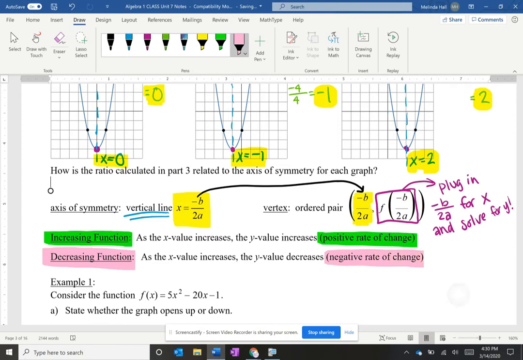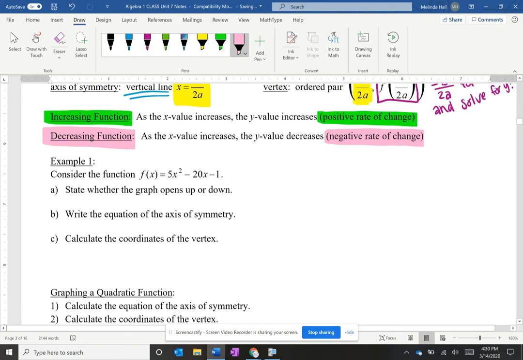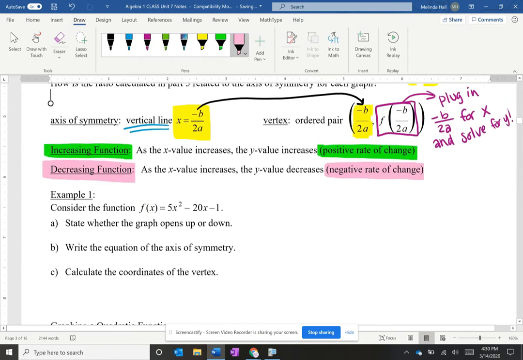Okay, so when we look at example 1, we want to consider the function f of x equals 5x squared minus 20x minus 1. So first off, decide, does the graph open up or down? Well, if you recall from the first lesson, we are looking at our a value when we're doing that. And so because this is a positive 5, we know that this is going to open up. It's going to be a normal regular parabola.